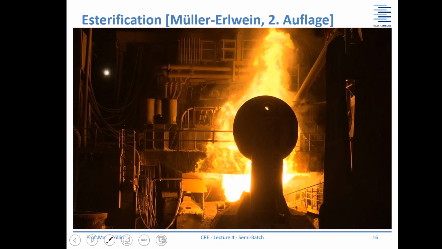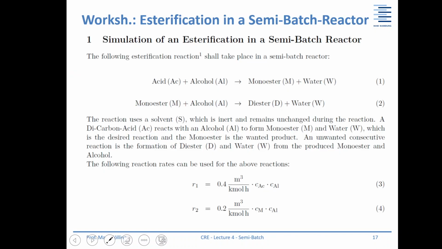Okay, then for an example, I somehow copied it from a book from Professor Müller-Erlwein. It's the second edition, it starts at page 189. So it's not my idea, but it's the idea of Professor Müller-Erlwein. And I created a worksheet for this. Here you have all the information that you knew already, here are the two reactions. I have given you the reaction rates with the rate constants. So for R1, it's twice as high as for R2.